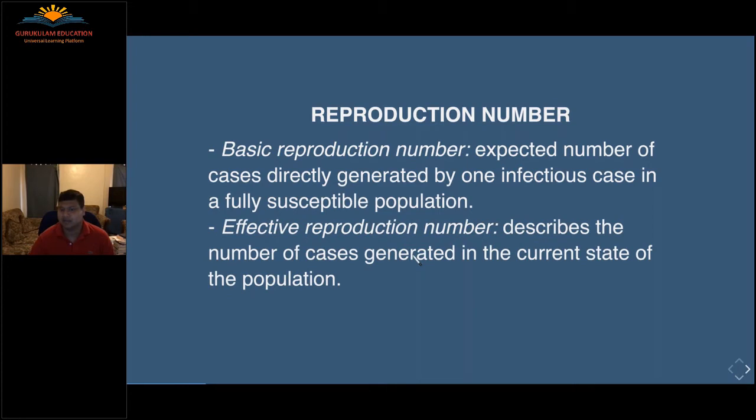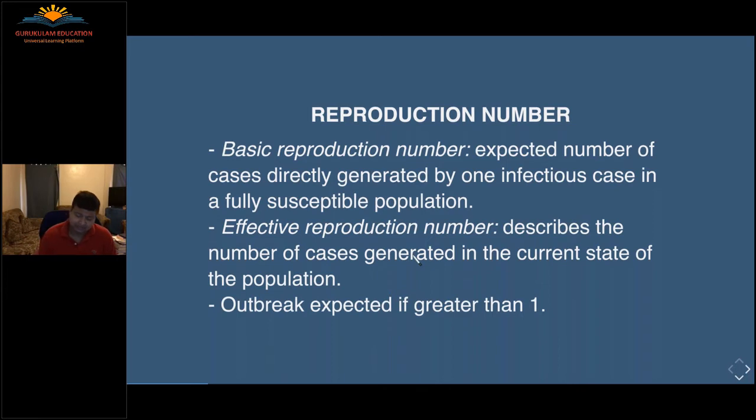And then there's something called the effective reproduction number that describes the number of cases generated in the current state of the population, which may include other infected individuals and recovered individuals. So both of those are very important quantities. And then if either of these two numbers is greater than 1, then you expect a large outbreak. So our goal would be to keep it as low as possible and preferably below 1. Okay, so if you are interested in public health, this is what you are after. And also, if you're government, this is what you want to achieve.